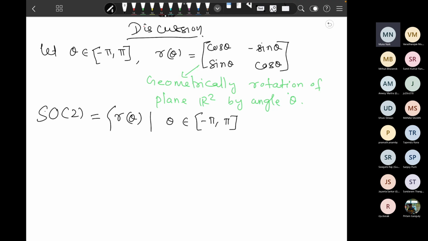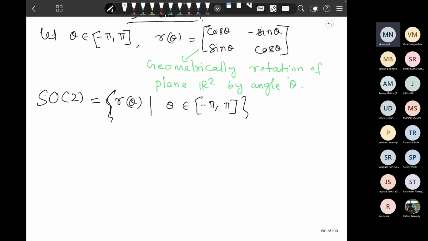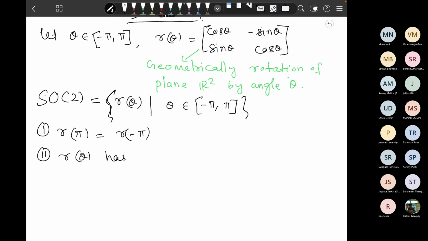Usually people write 0 to 2 pi, but I am taking minus pi to pi because I have a reason for that. So SO2 matrices are nothing but the set of all rotations of the plane R2. Okay, so first thing is R pi is equal to R of minus pi. Second thing is R theta has eigenvalues e to the power i theta and e to the power minus i theta.